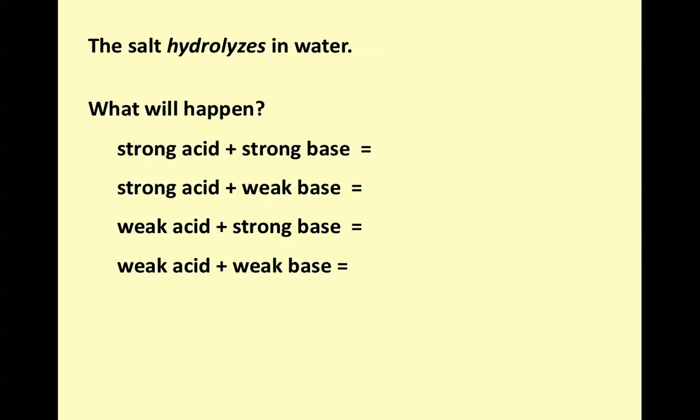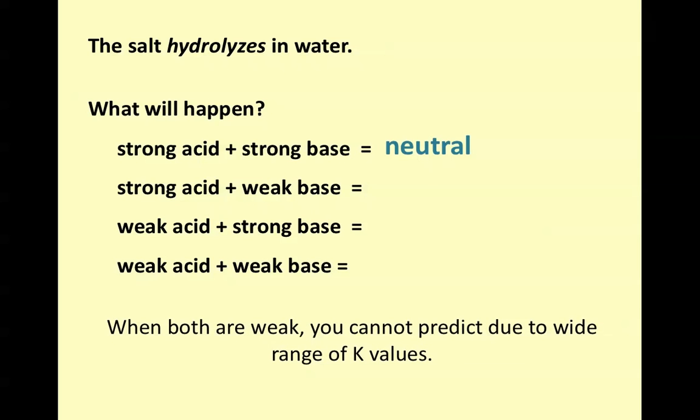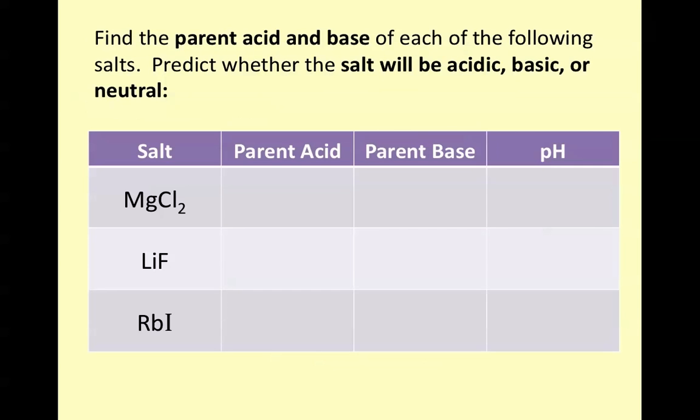So what can we expect to happen? Well, as we said, a strong acid and a strong base are going to produce a neutral salt and thus a neutral solution. However, when we look at the exact opposite, having both a weak acid and a weak base, we simply cannot make a prediction due to the wide range of Ka and Kb values. So in that case, we would have to say that we can't predict. Strong acid, weak base is going to produce an acidic solution, and a weak acid and a strong base is going to produce a basic solution. Again, being able to tell which are the strongest acids and bases will allow us to predict the salt.